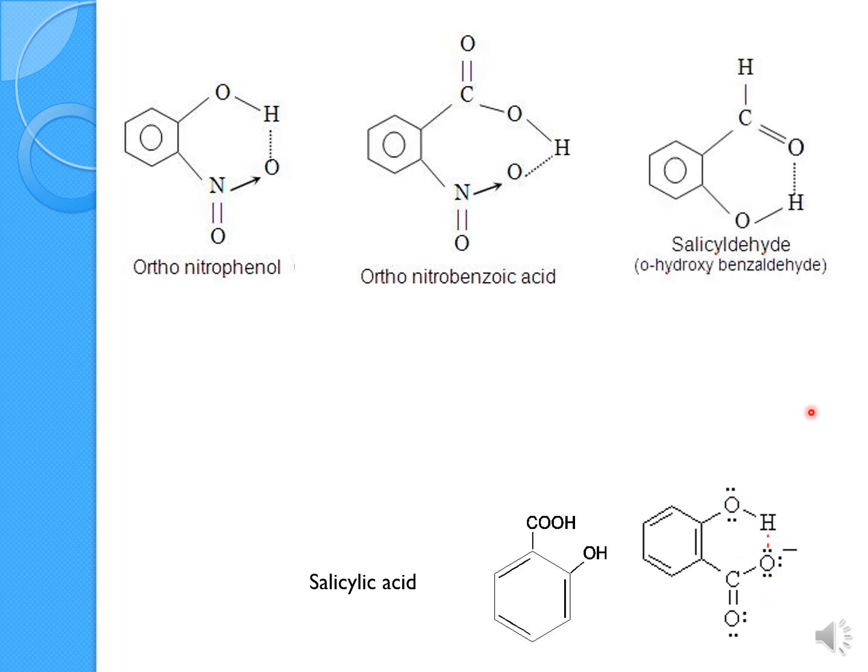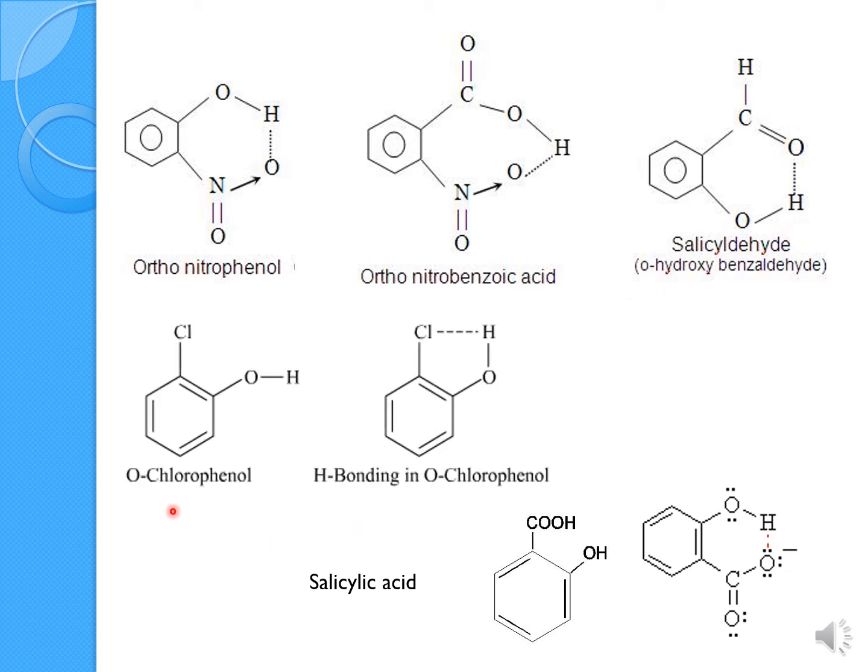Another example is salicylic aldehyde, that is, OH group on the first carbon atom and CHO group on the second carbon atom. Here the hydrogen bond is formed between the oxygen of the aldehyde group and the hydrogen of the OH group. This, as you can see, results again in cyclization. How many members are present in this new ring? 1, 2, 3, 4, 5, 6. So here a 6-membered ring is formed as a result of hydrogen bonding.